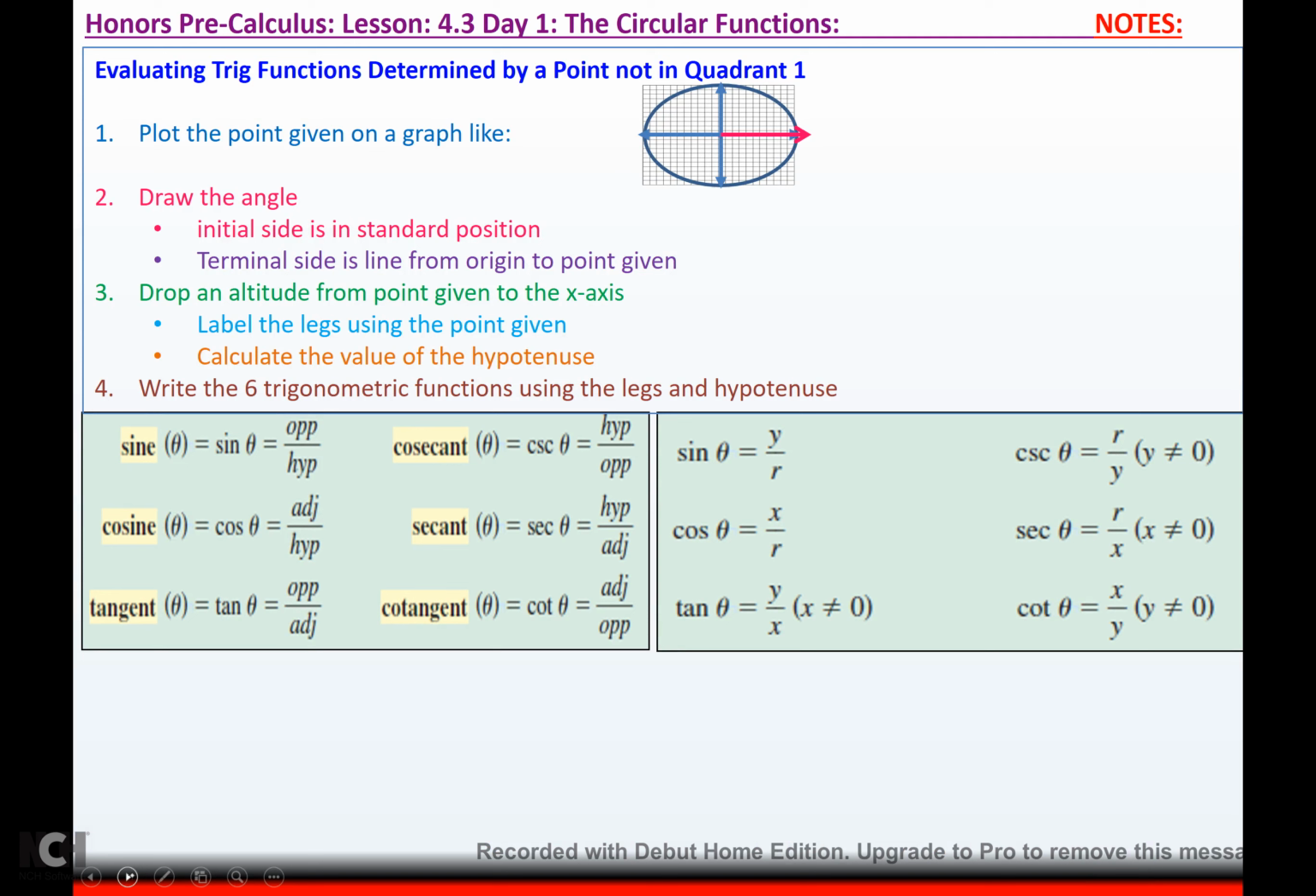Alright, so it says you're going to plot the given point on a graph like so. Draw the angle. Make sure your initial side is in standard position. Terminal side is from the origin to the point given. Drop an altitude from the point given to the x-axis. So if I drew a point over here, I would connect and drop an altitude. And there would be my right triangle. And then you can label the legs and calculate the hypotenuse and then find your trig.